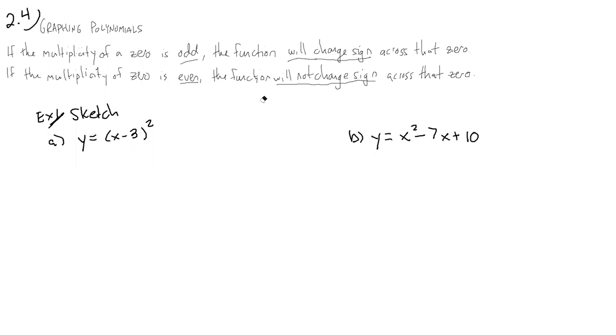And then what we can also look at, something that I did mention in the first video, is what happens at the zero depending on the power of the factor that goes with that zero, and that's called the multiplicity. So if the multiplicity is odd, for example, like if we have y equals x or y equals x cubed, if I plug in a negative, then I get a negative, and if I plug in a positive, something on the right of the zero, what I'll end up getting is a positive. It will change signs there.